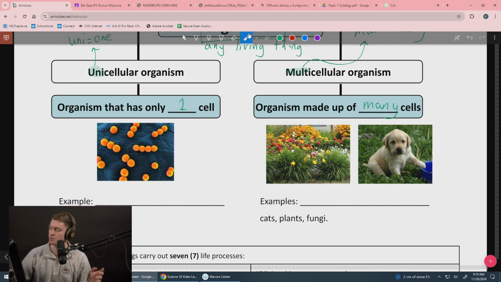You're probably familiar with the pictures on the right. There's some plants. Here's an adorable puppy. These are made of many cells. You can't overtly see the cells. You've got to use a microscope to zoom in and see the cells for these organisms. All animals are multicellular. So a cat is an example of an animal and a multicellular organism. Plants are multicellular, and fungi are also multicellular.